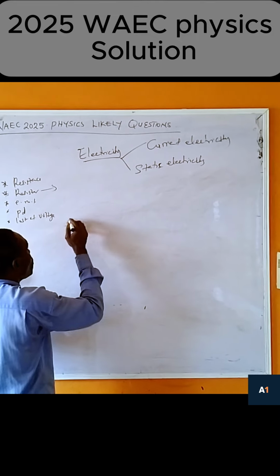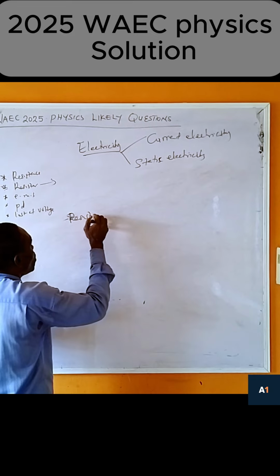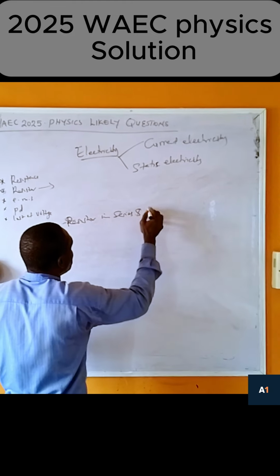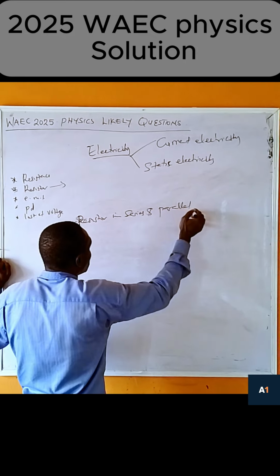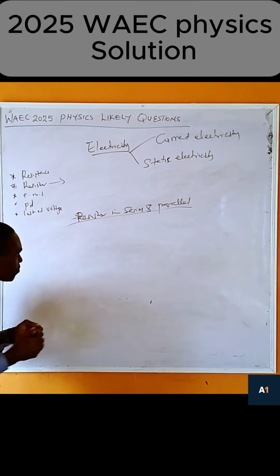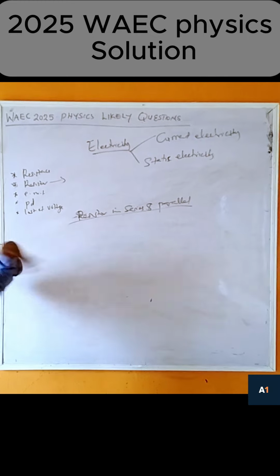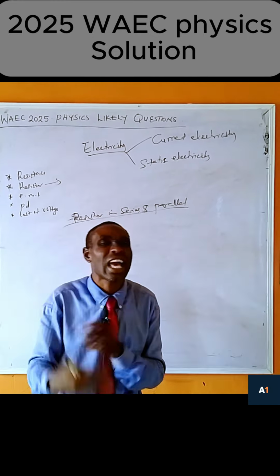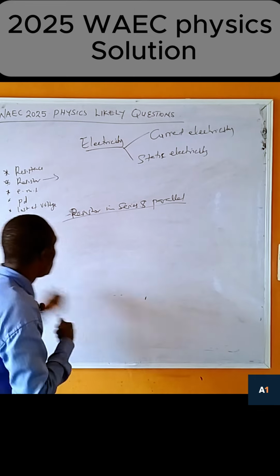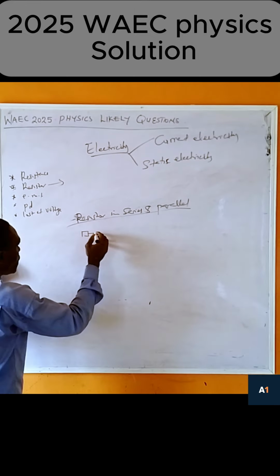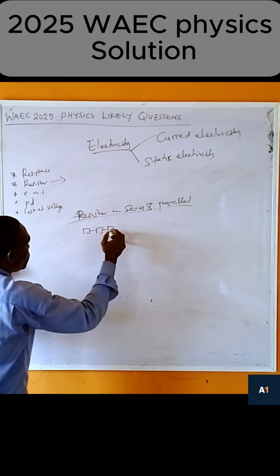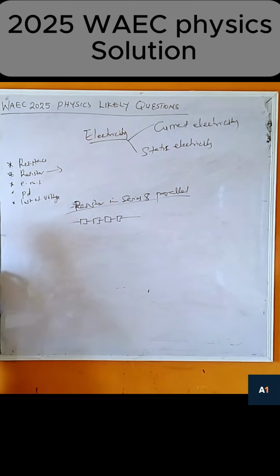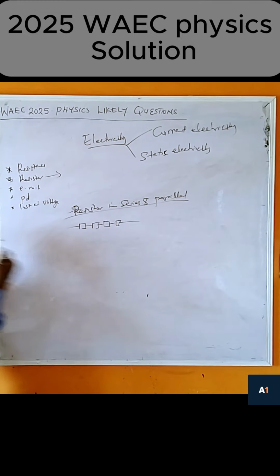Resistors in series and parallel. Now, the same definition applies: a cell is said to be connected in series when their corresponding ends are joined together. If this is a resistor here, this one is joined to this one, joined to this one, joined to this. Is that taken? So it is said to be in series when their corresponding ends are joined together.